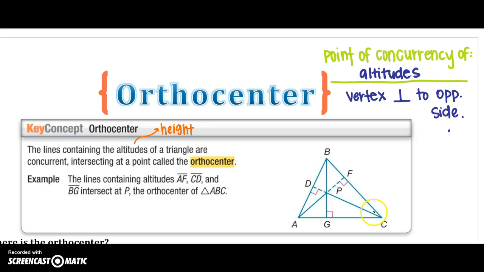Another reminder is the altitudes go from the vertex perpendicular to the opposite side. Now, depending on your triangle will depend on where that perpendicular part is, but it doesn't necessarily always go through the midpoint, so we do have to remember that as well. And then that point of concurrency right there, point P, is called our orthocenter.